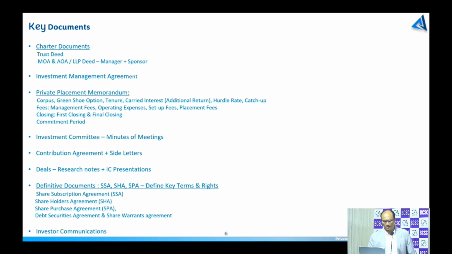Of course, for your debt securities or debt funds, you have share warrants and debt security agreements. And then there are other investor communications which you will see later in the slide, the popular investor communications being sent out.